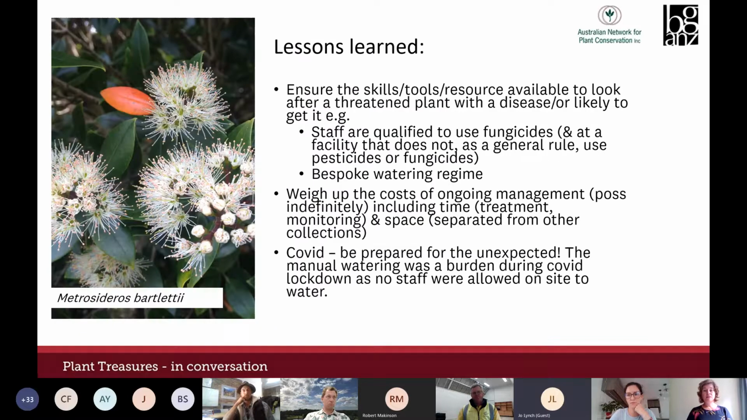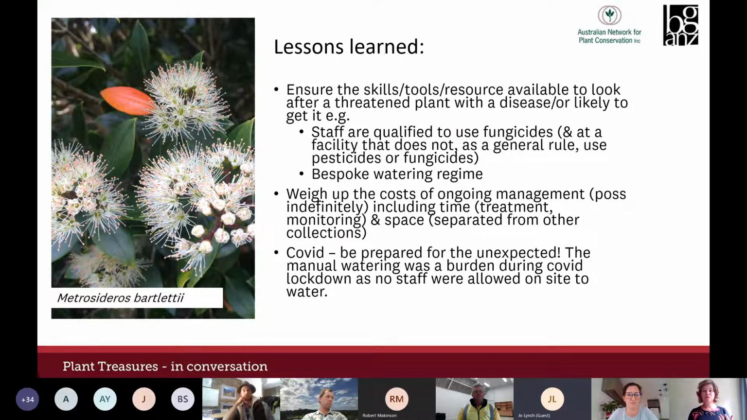So the lessons learnt were ensuring that we have the skills, tools and resources available to look after this threatened plant with a disease or likely to get it. That staff are qualified to use fungicides. As I said, it's a facility that usually doesn't use them. We needed this bespoke watering regime.